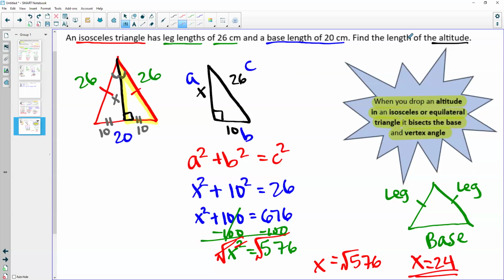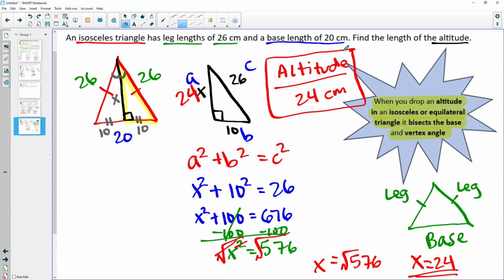But the question asked you to find the length of the altitude. So we understand that the altitude here is 24, but pay attention to the units. The units that we're looking at here is centimeters. So my altitude, to answer the question, is 24 centimeters. Okay, and that'll be the end of the notes.